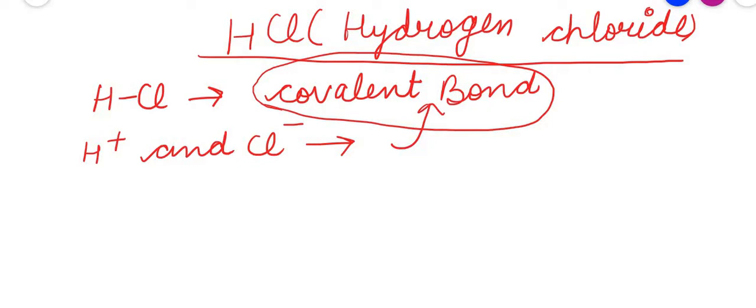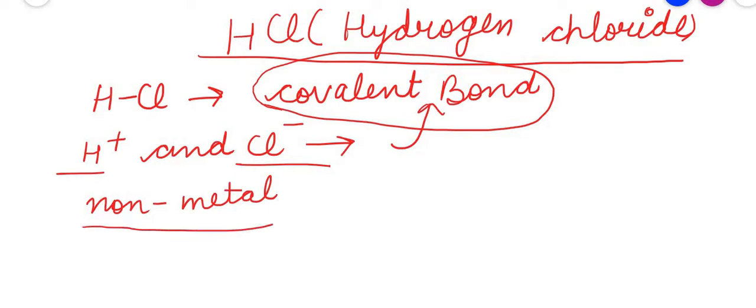They always share their electrons. Why do they always share electrons? Just because both the atoms are non-metals. We know that hydrogen is a non-metal as well as chlorine is a non-metal, such that they are sharing a covalent bond. Okay, right? And what about its dot structure?